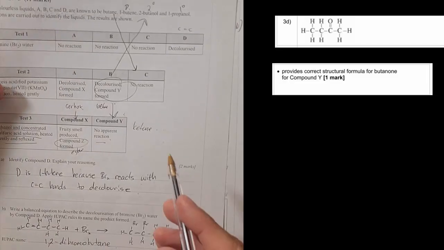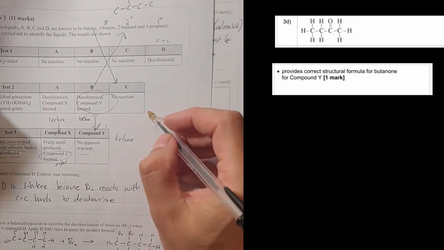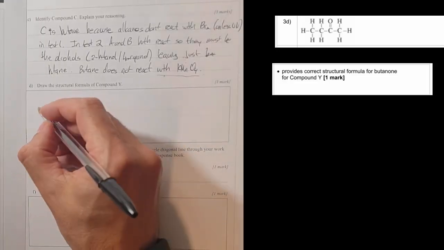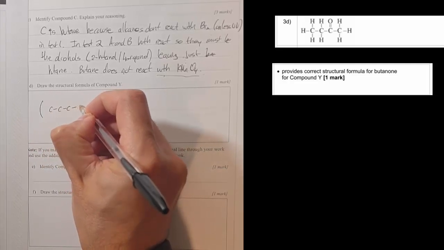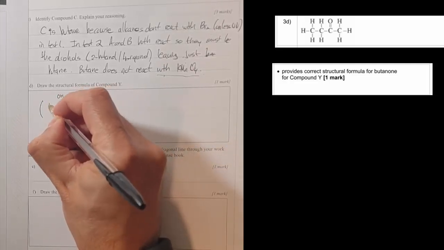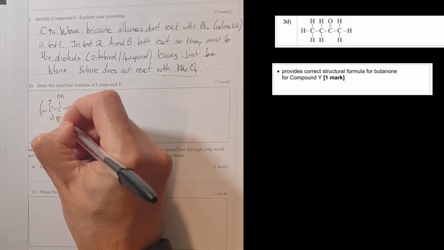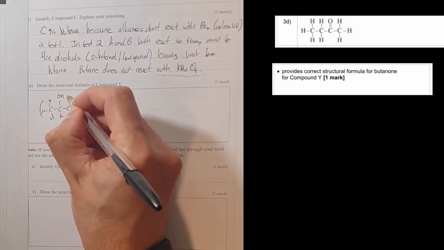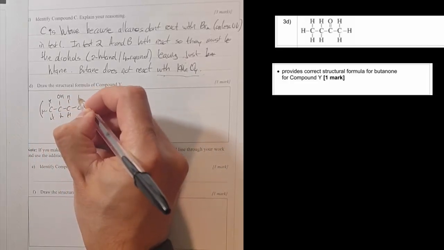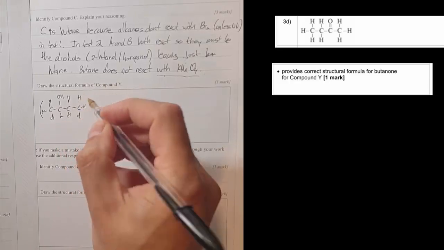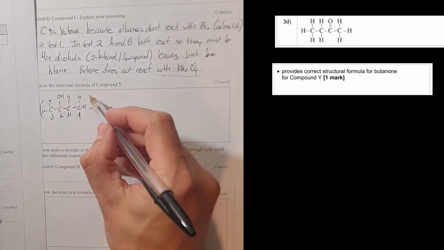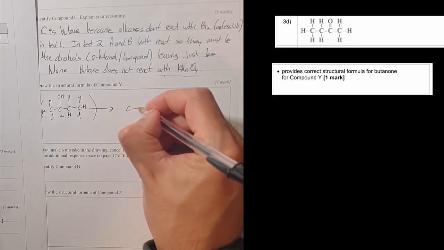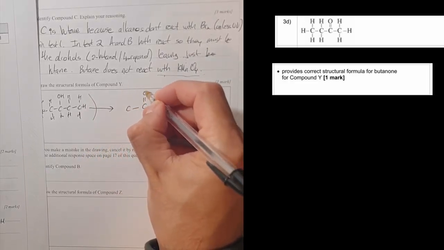Compound Y, it's oxidized to a ketone, so I think we need to draw it. I think I'll just put it in brackets because there's no place for it. The alcohol's here, and then it's been oxidized to a ketone. So I can just draw it out here. I'll just draw the ketone in there.